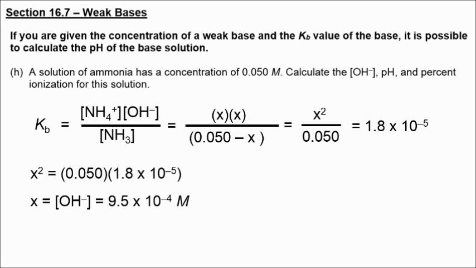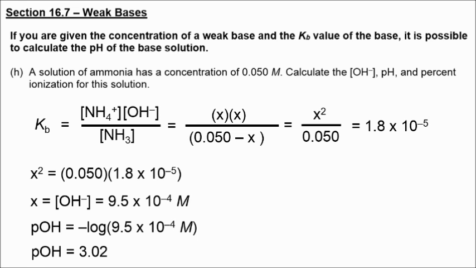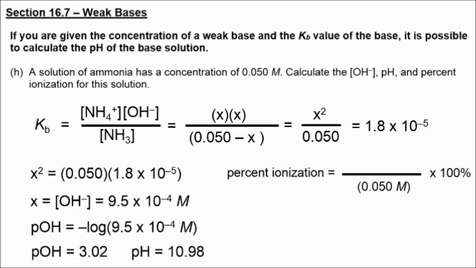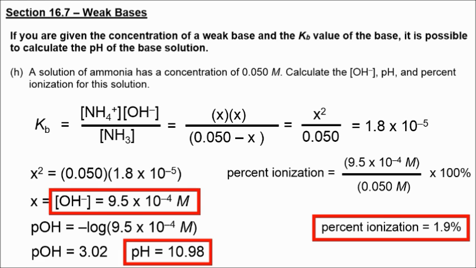So there's our concentration of OH. To get the pH, we have to get pOH by doing the negative log of the OH concentration. So the pOH is 3.02, and then 14 minus that value, the pH is 10.98. For percent ionization, that would be concentration of the ionized species, in this case the hydroxide, divided by the original concentration of the base times 100. So our percent ionization works out to be around 1.9%. So those three values represent the answer to part H.